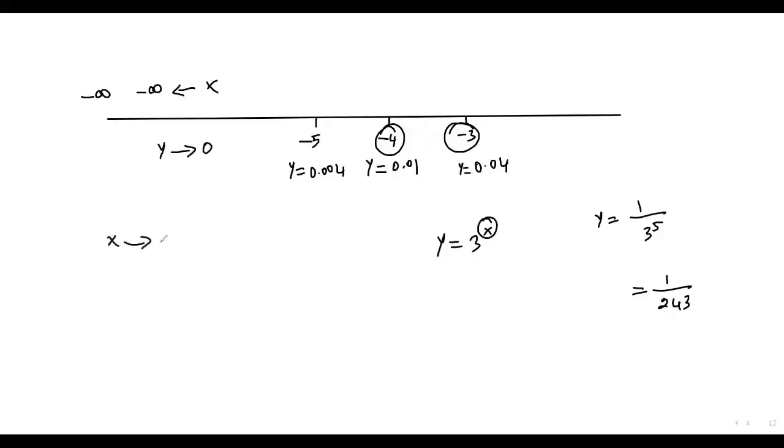So when x tends to -infinity, y tends to 0. That means whenever x tends to negative infinity or positive infinity, if y tends to a finite value, in this case 0, then there is a horizontal asymptote at y equals 0.